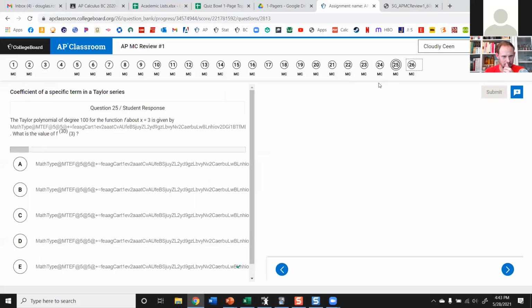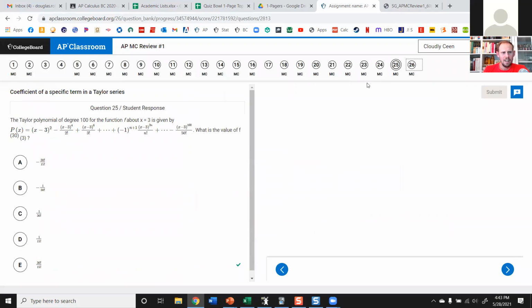All right, well, let's move on. 25, and I totally understand missing this one. This one was kind of a mouthful, and I couldn't even read the notation. I had to look at the other version to figure out what was going on.